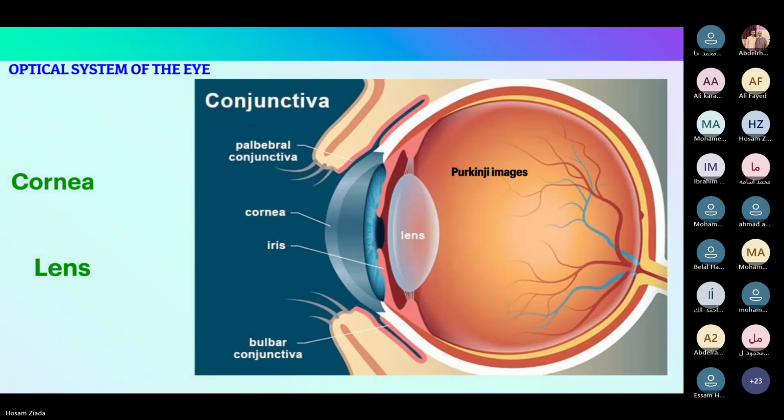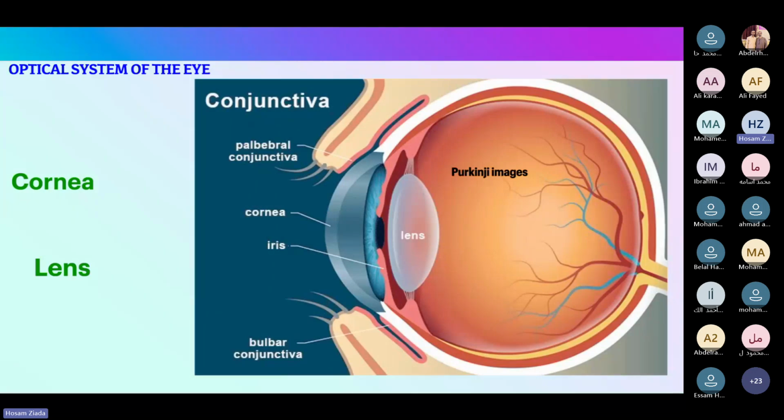But the front surface is convex, so you will see the object erect, in its normal position. The back surface of the cornea is concave, I'm sorry, so the image will be inverted, upside down. The front surface of the lens is erect, the back surface of the cornea inverted, and the back surface of the lens again inverted.